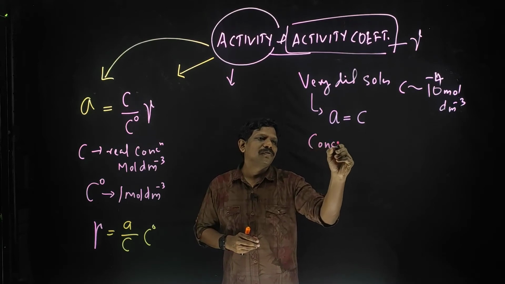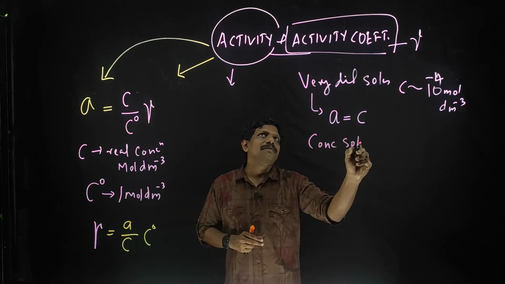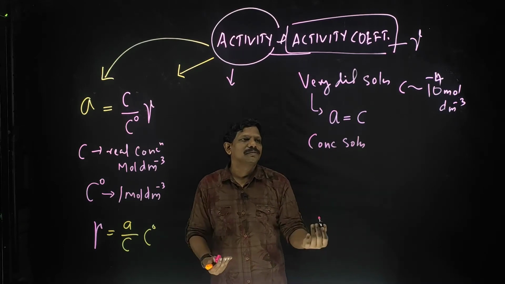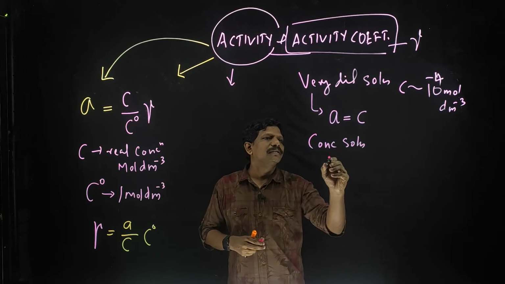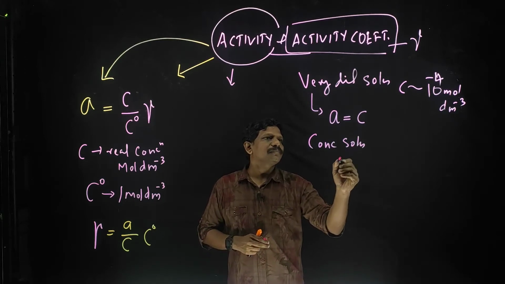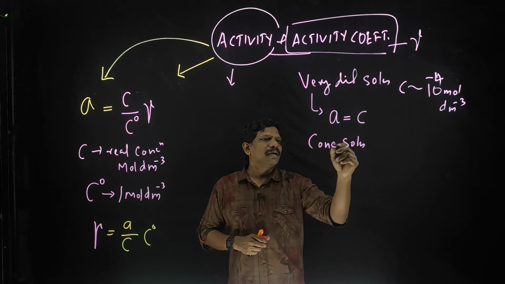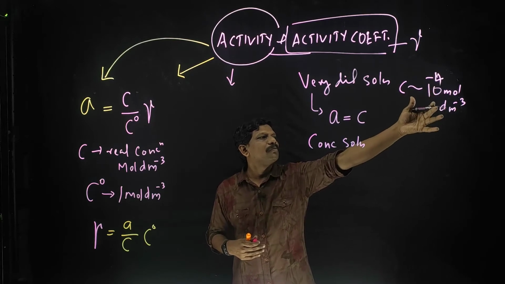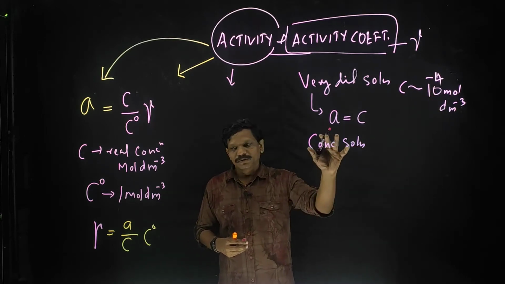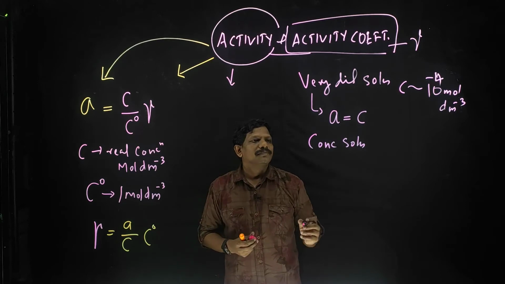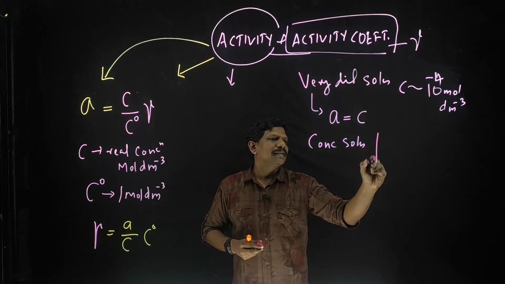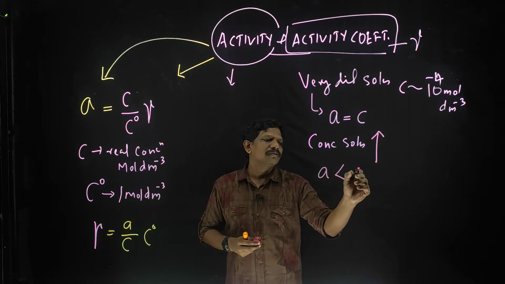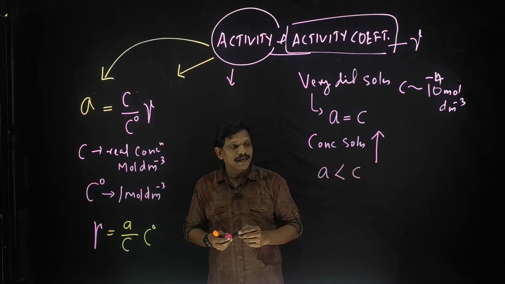So in the case of a concentrated solution, this term activity will come. That means it is above 10 raised to minus 4 mole dm raised to minus 3. So now the term activity is coming. So when the concentration increases, this activity will be smaller than the real concentration.